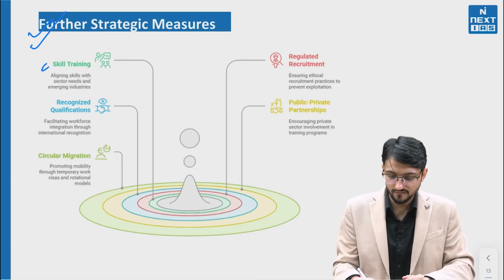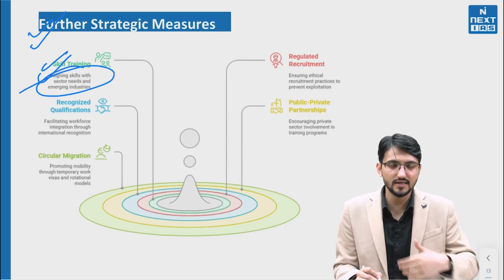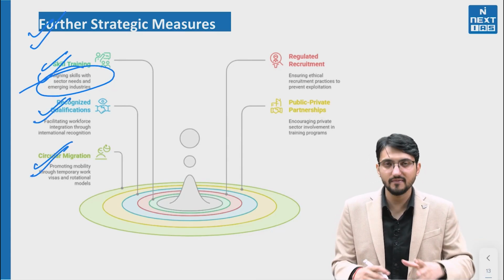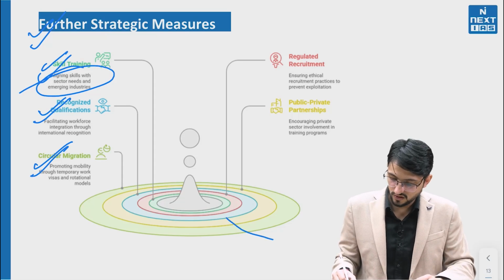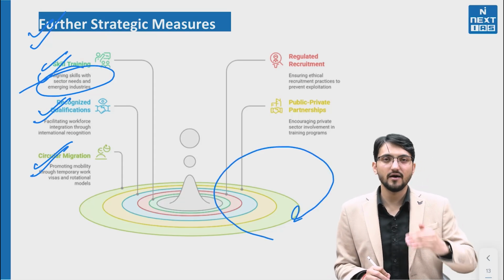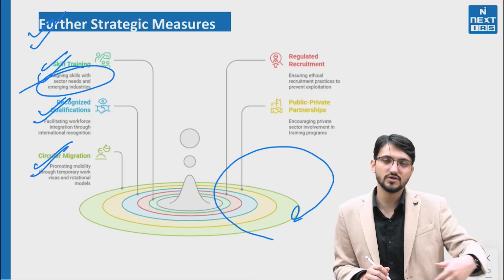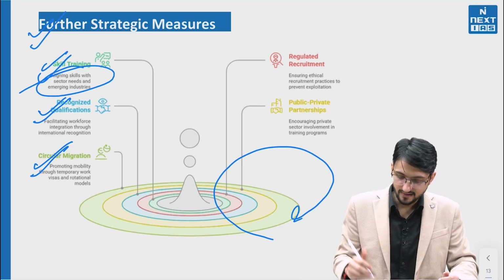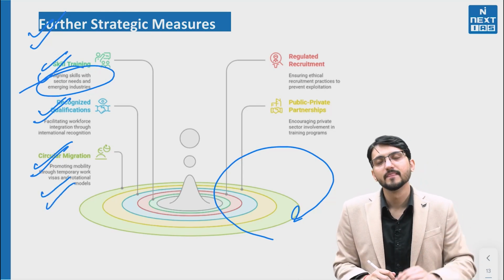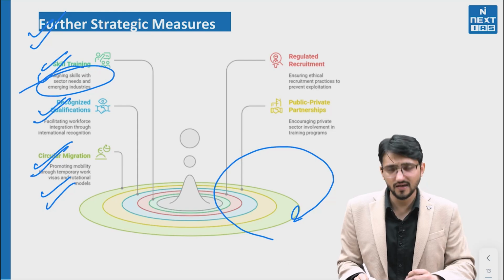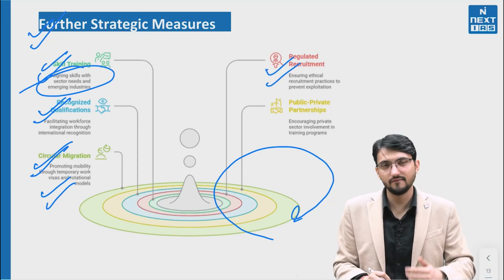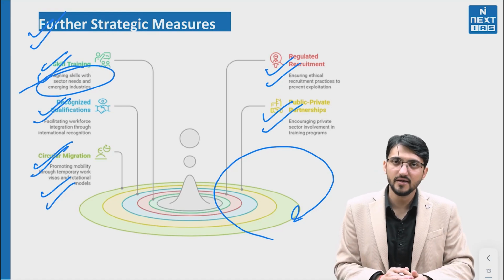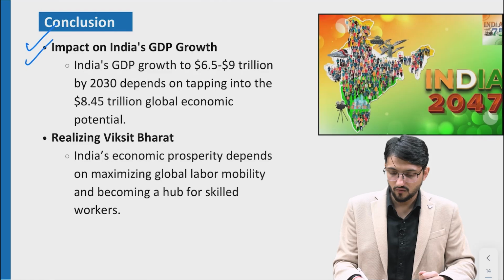strategic measures. We need skill training. We need to align our skills to global standards. We need to recognize these qualifications. We need to have a circular migration method. The rise of the right wing is happening because there is a one-way supply of labor force. But if we have a circular supply of labor force, for example, where everybody can move everywhere, then we can have fewer of these issues. Then we have to regulate recruitment also, and then we can have public private partnerships in order to improve these conditions.